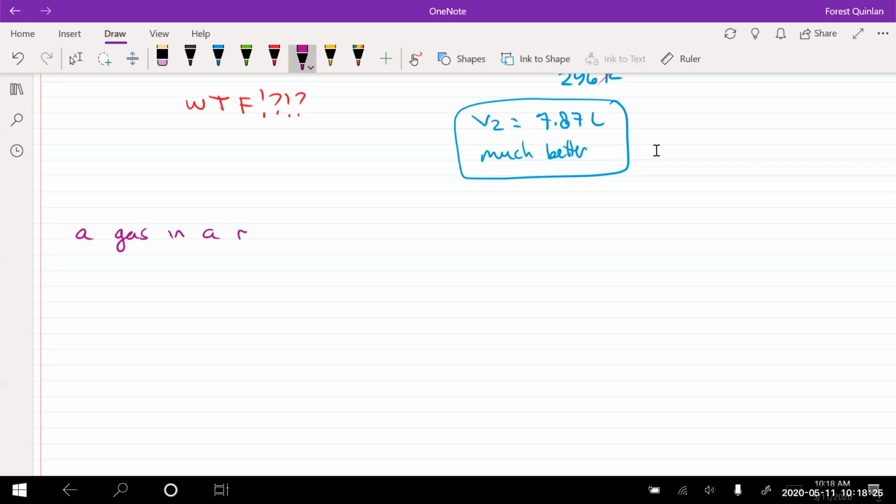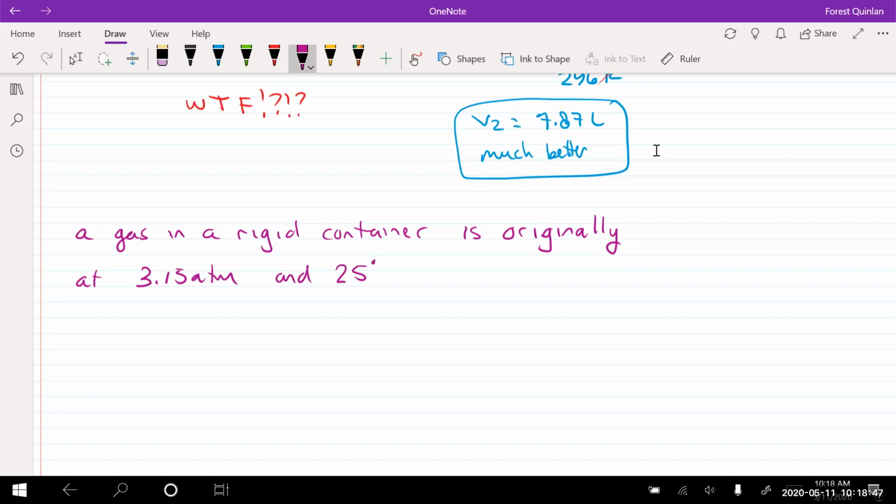A gas in a rigid container is originally at 3.15 atmospheres and 25 degrees Celsius. It is heated to 150 degrees Celsius. What is the pressure inside now?